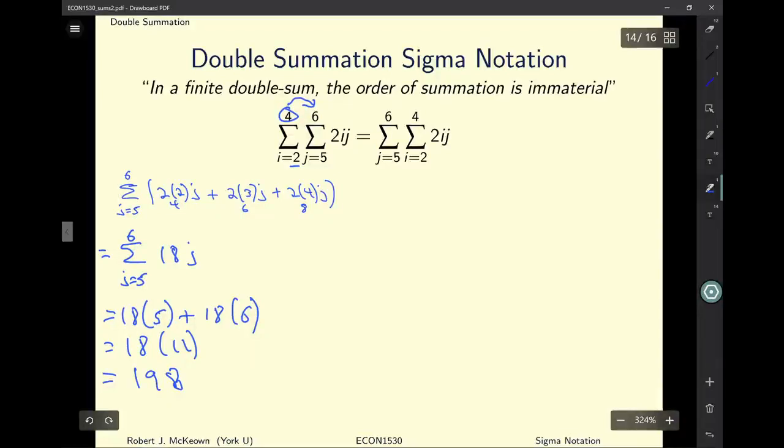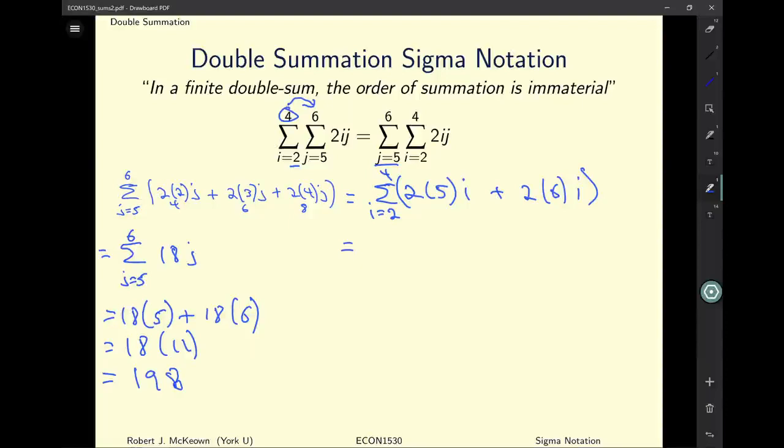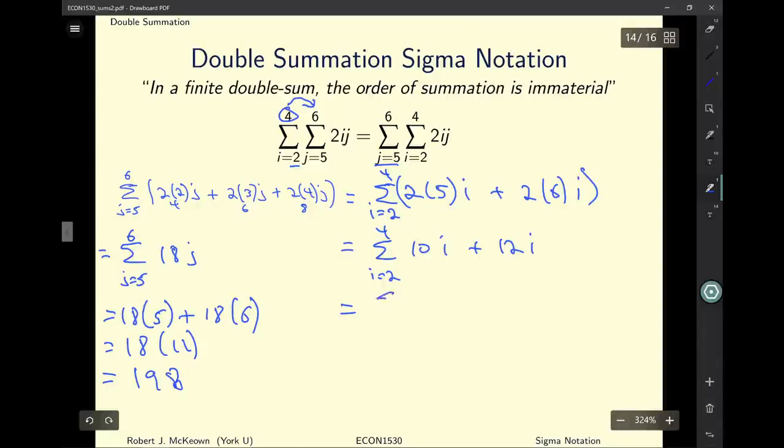Now let me try and just shrink this down a little bit, make that a little bit smaller, give myself some room. Now let's see what happens if I evaluate the J index first. And so we're going to still have our I index. And so I've got 2 times 5 times I plus 2 times 6 times I, and if I wanted to be clear, I could put a bracket around them just to be sure that both these things are going to be operated on by the sigma notation. Then we've got the sum from I equals 2 to 4 of 22I.